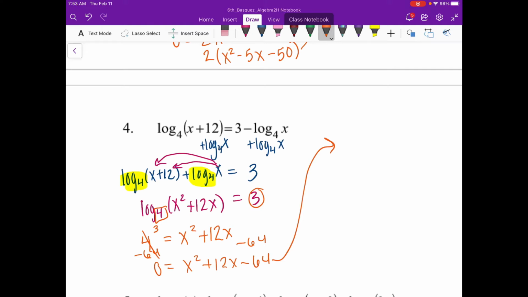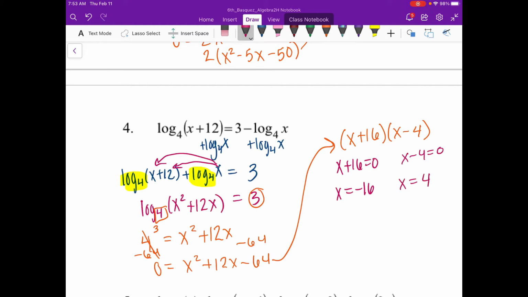So now that turns into a factoring problem again. What numbers multiply to negative 64 but add up to a positive 12? That's going to be x plus 16, x minus 4. And then set each factor equal to 0. So x plus 16 equals 0. That gives me x equals negative 16. X minus 4 equals 0. That gives me x equals positive 4.